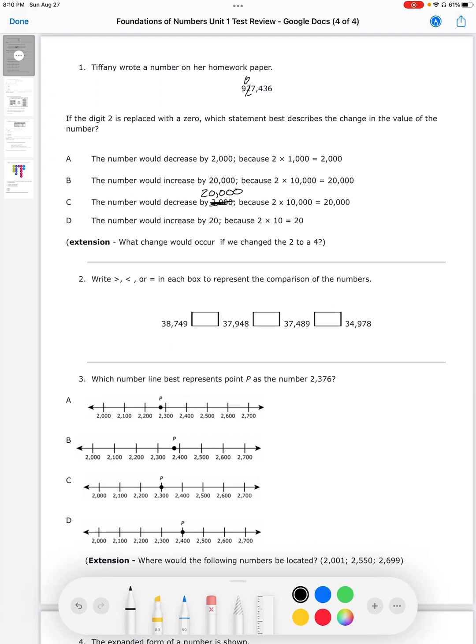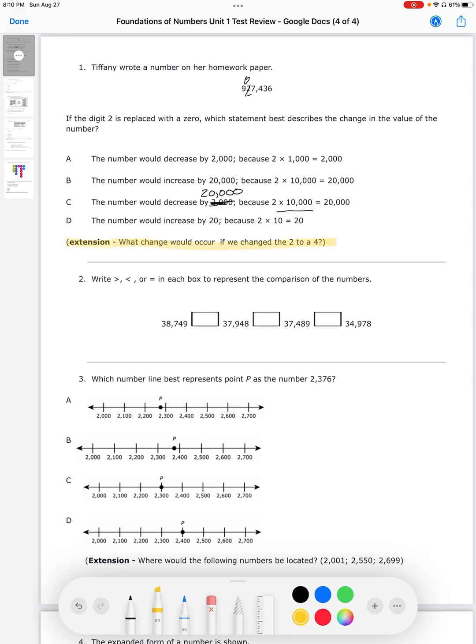We just need to know how much it decreased by. To figure that out, we have to think about what place value column we are working in, and how much that column changed. Well, our number had 2 10,000s in it, and now it has no 10,000s. So our number has decreased by 2 10,000s. The answer choice that matches that is going to be C. The number would decrease by 20,000 because 2 10,000s equals 20,000.